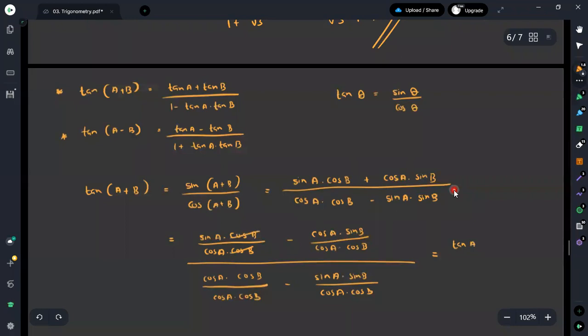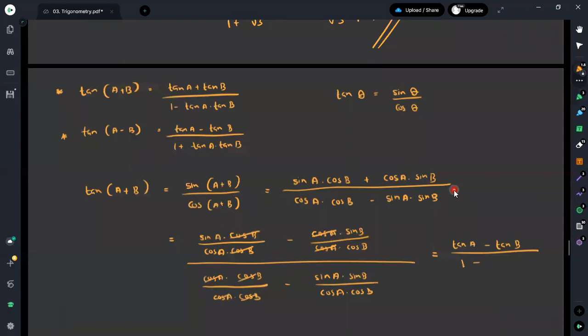Then in this term, cosine A and cosine A cancel out. Then sine B divided by cosine B gives tangent B. Here we can see that cosine A cancels out cosine A, and cosine B cancels out cosine B. The entire term is cancelling out. Therefore, the remaining is equal to 1.